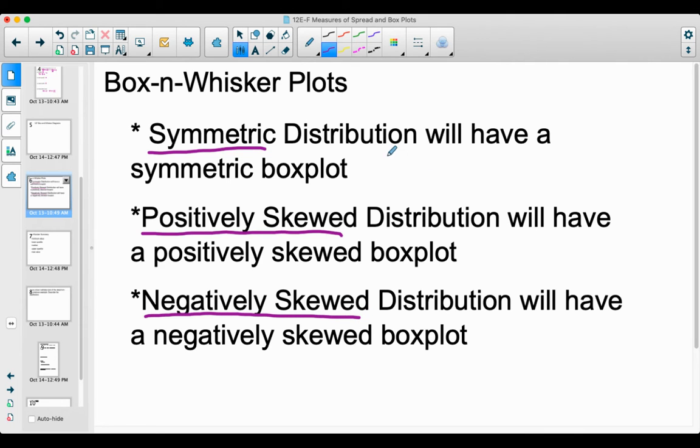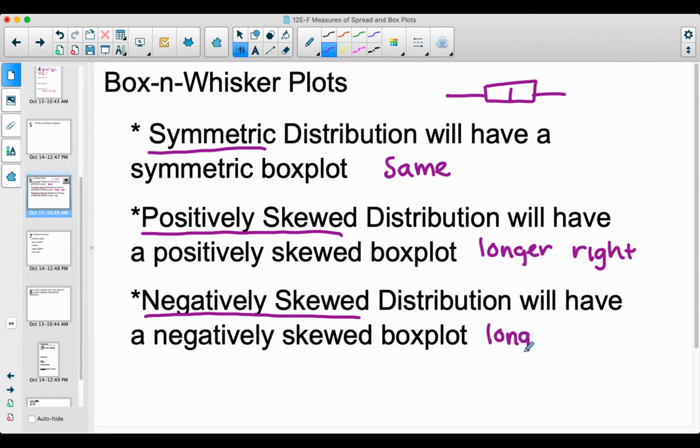If the lengths of your whiskers are the same, then they are symmetric. So remember a box plot looks like this, and you have your box with your two whiskers. If the whisker lengths are the same, it's symmetric. If it's positively skewed, then your whisker is going to be longer on the right. And if it's negatively skewed, the whiskers will be longer on the left. So that's how we would describe it.